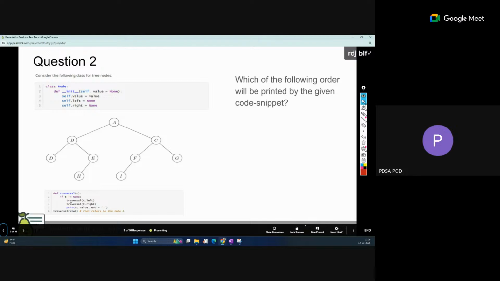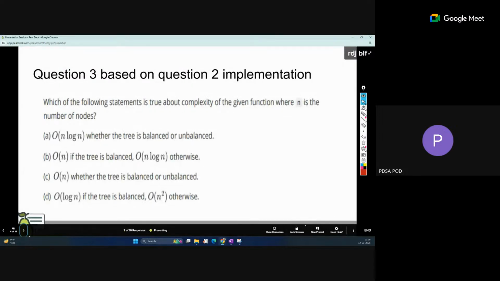Okay, so for the next question, one option is there, yeah, option C: order of n whether the tree is balanced or unbalanced. So this is the answer for this.